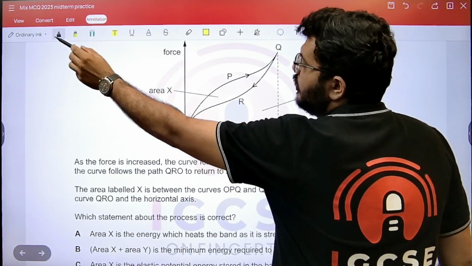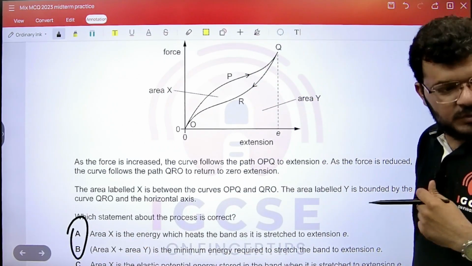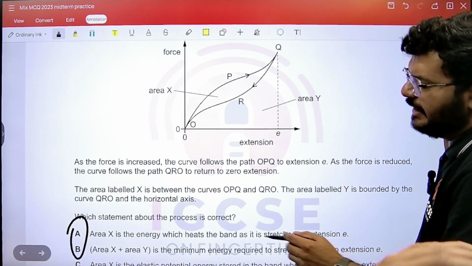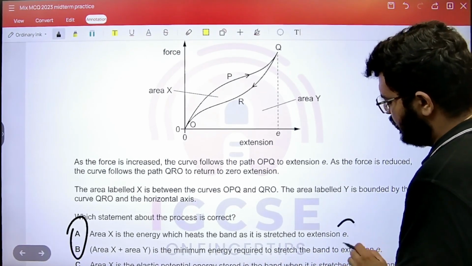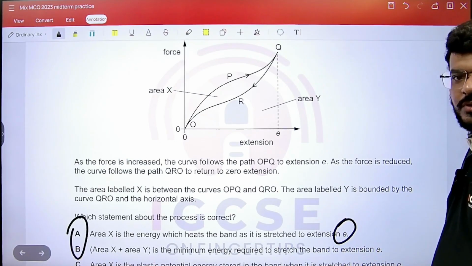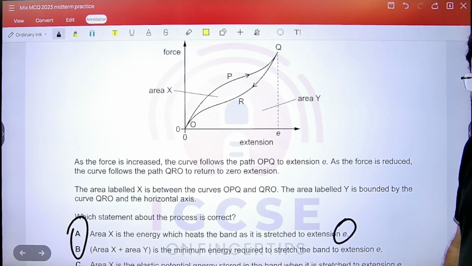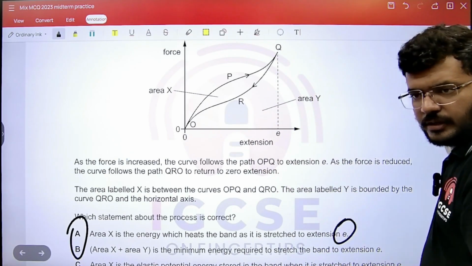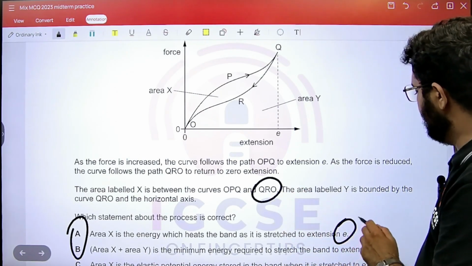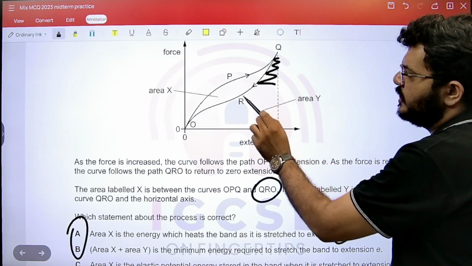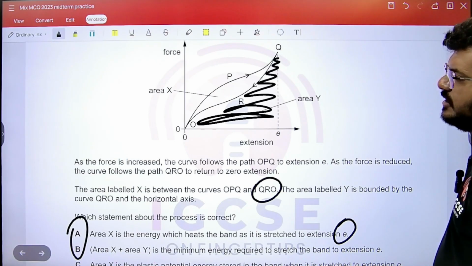Okay. So what are they trying to ask? Look, I am confused between option A and B. Area X is the energy which heats the band as it is stretched to extension E. Yes, this is the energy wasted basically. It can be wasted in the form of heat energy, or sound energy, and somehow it is wasted, right? That is why it comes back through a different path. Area Y is bounded by QRO, so only this much is your area Y. So area X plus Y is the minimum energy required to stretch the band to extension E.